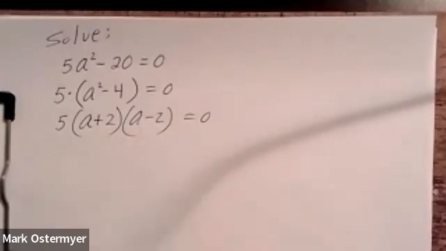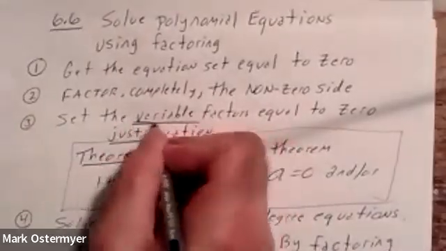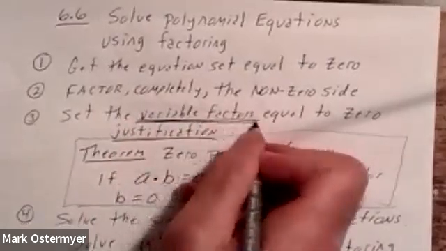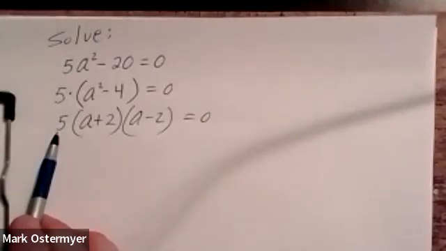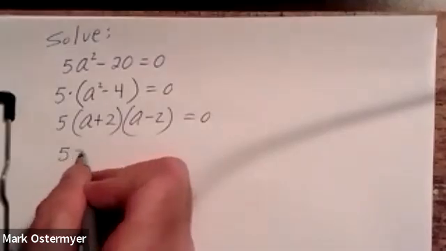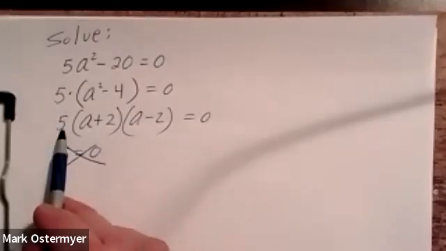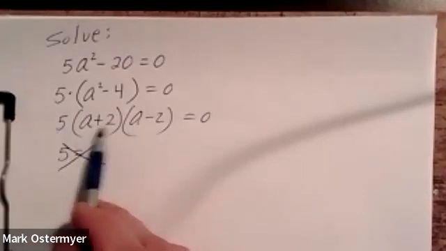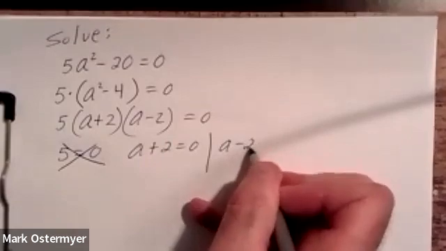Now, ladies and gentlemen, we set our factors equal to 0, but I have a question for you. What factors do we set equal to 0? Variable factors. Do I set 5 equal to 0? Does it make sense to set 5 equal to 0? No. The only way this left side could ever be equal to 0 is if any of these variable factors are 0. 5 will never be 0. So you only set the variable factors equal to 0. You don't worry about the 5.